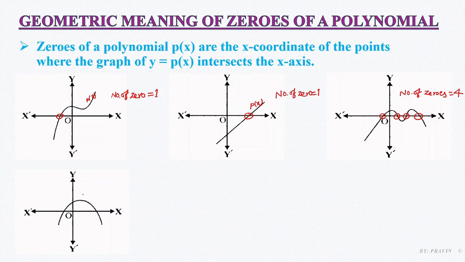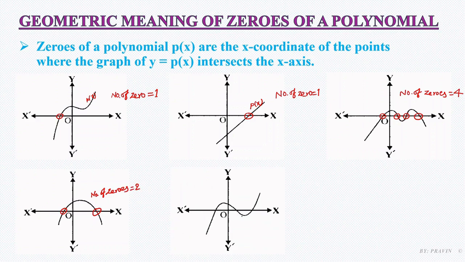For this curve, you find that this is the point of intersection on the x-axis, and this is another point of intersection on the x-axis. So the number of points where the graph is intersecting the x-axis is 2. So the number of zeros will be equal to 2.